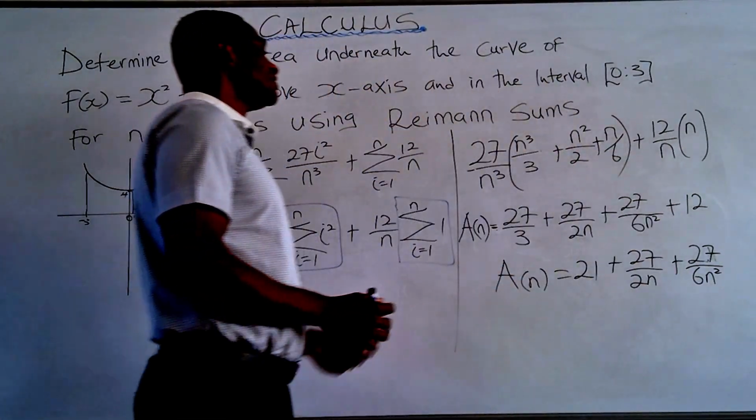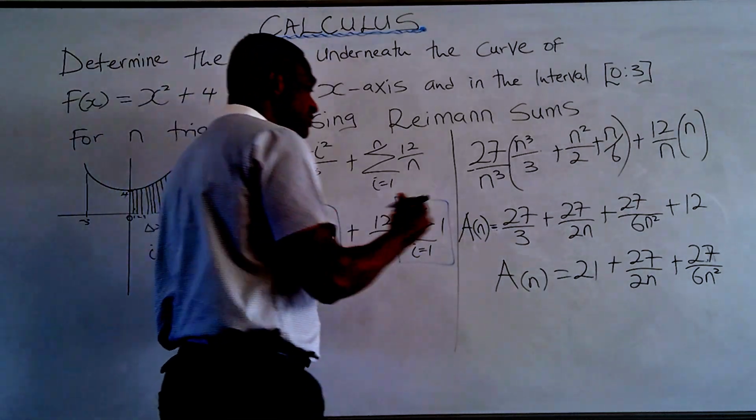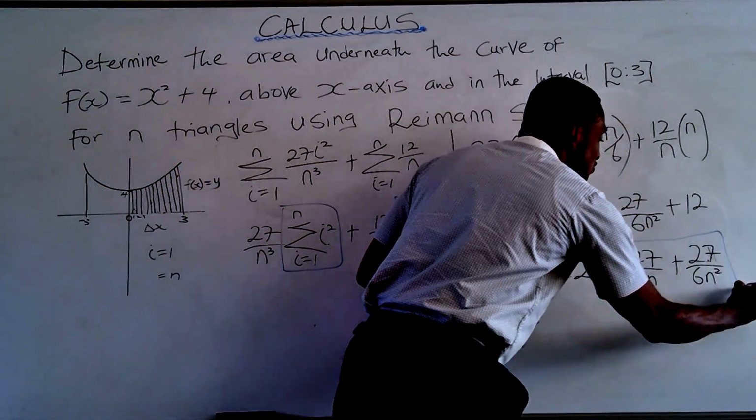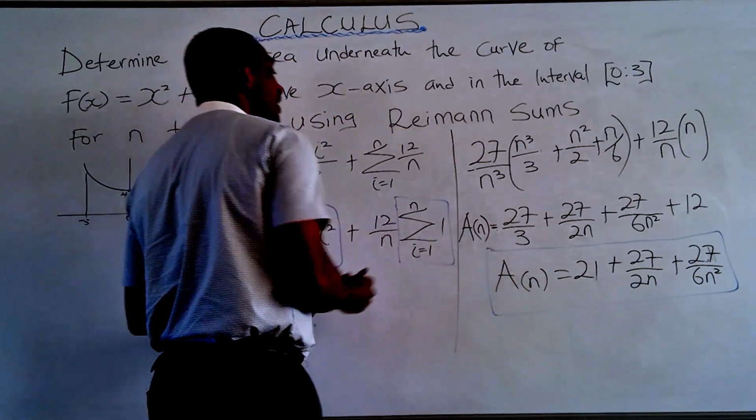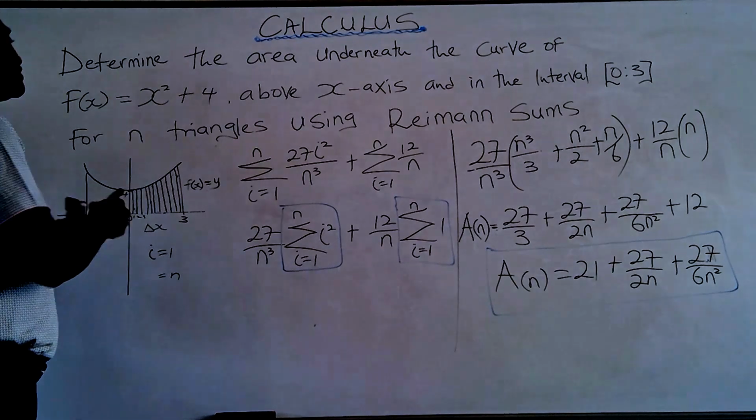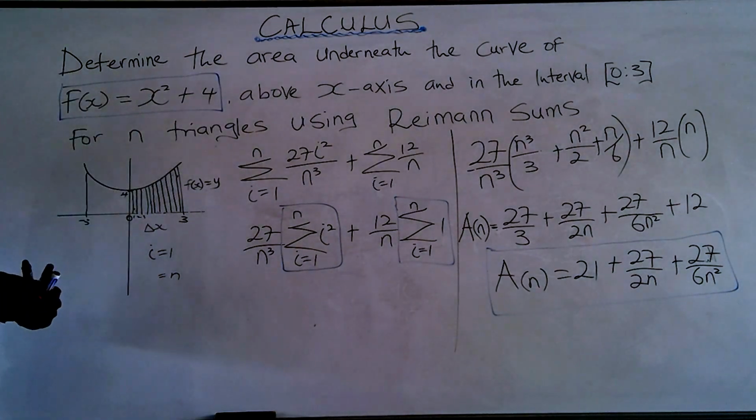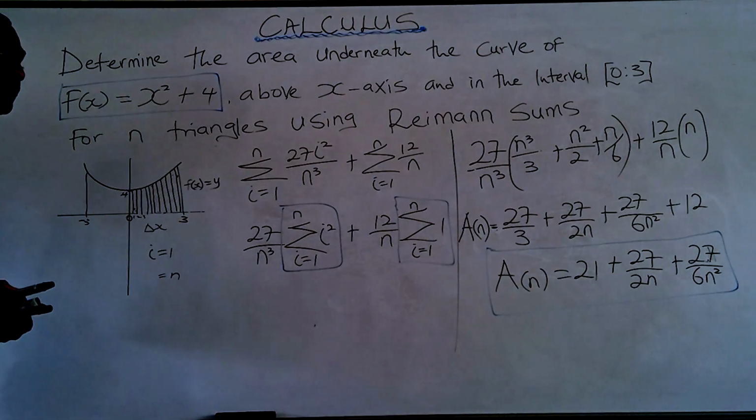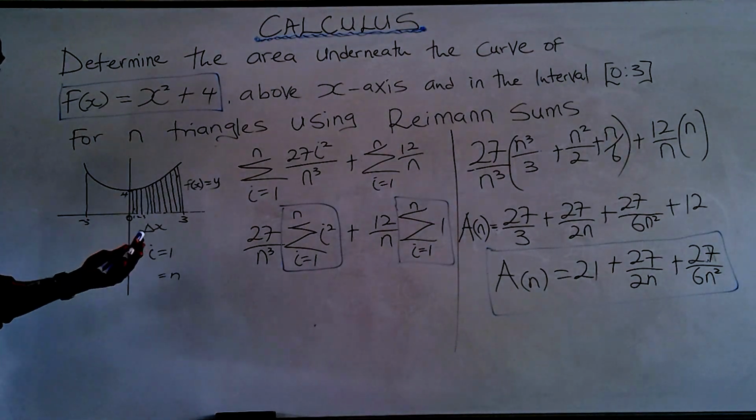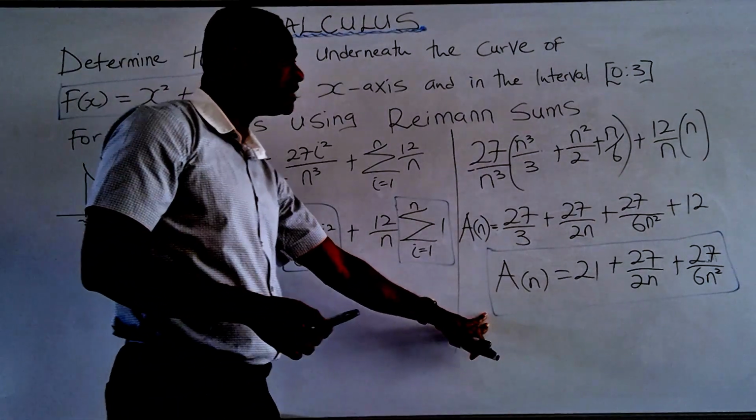So this is the formula for Riemann sum that we can use to figure out the area of n number of rectangles for the given expression, which is f of x, x squared plus 4. Now, can we get an actual value here? Yes, we can get an actual value. But this is the base from Riemann sum.